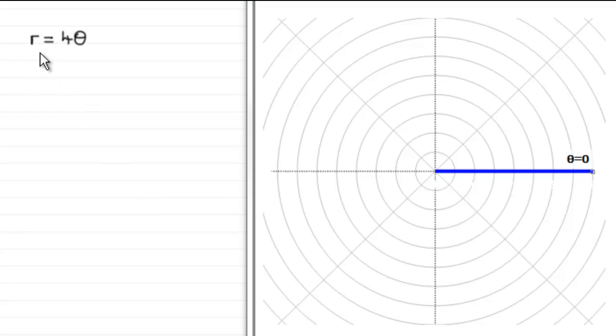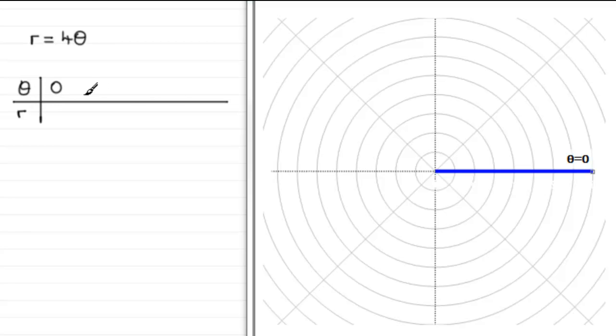So when we're drawing a graph, we can form a table. Now, r must always be a positive value. So in order for r to be a positive value, theta would have to be a positive value. And theta in this case can be anything greater than or equal to 0. Now I'm going to plot this graph for theta going between 0 and 2 pi radians. So we'll start then with theta equaling 0, and we've got to work out what the corresponding values of r would be.